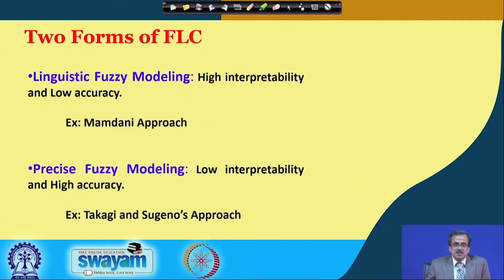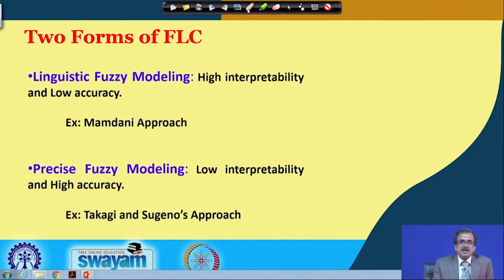Now, if you see the literature, this fuzzy reasoning tool or fuzzy logic controller has been divided into 2 groups. One is called linguistic fuzzy modeling, and another is called precise fuzzy modeling. Let me try to explain what we mean by linguistic fuzzy modeling. By linguistic fuzzy modeling, we mean those fuzzy modeling where we have got high interpretability, but low accuracy.